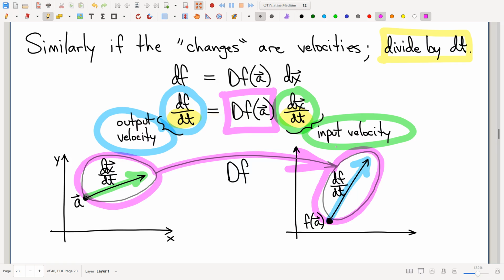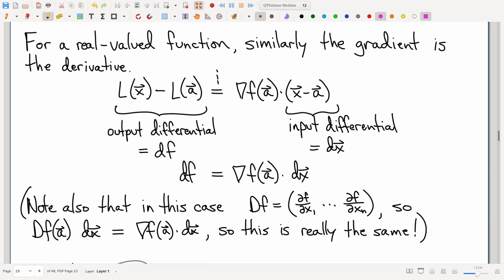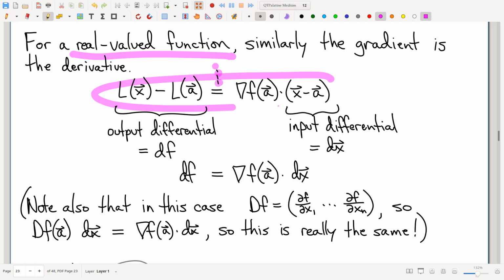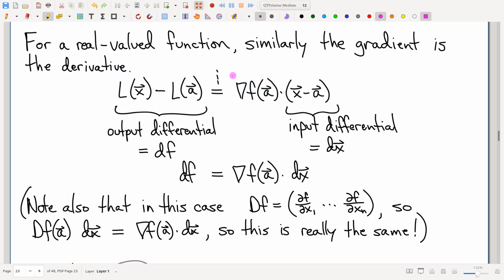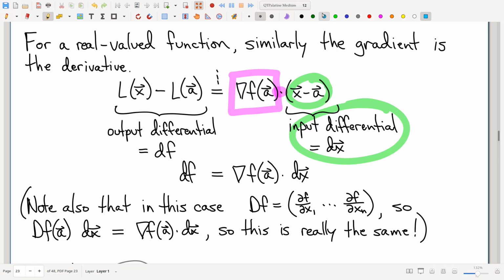Okay, now, some of you may be thinking, hey, wait a minute. Didn't you say that for real valued functions, we do linear approximations with gradients? And that's true, right? We wrote down a formula for linear approximations with gradients. If you go through the same kind of argument that I just did, but with gradients, then you get this equation, which, again, you might want to interpret as saying gradient, specifically dot product with the gradient, turns input differentials into output differentials. So which is it?